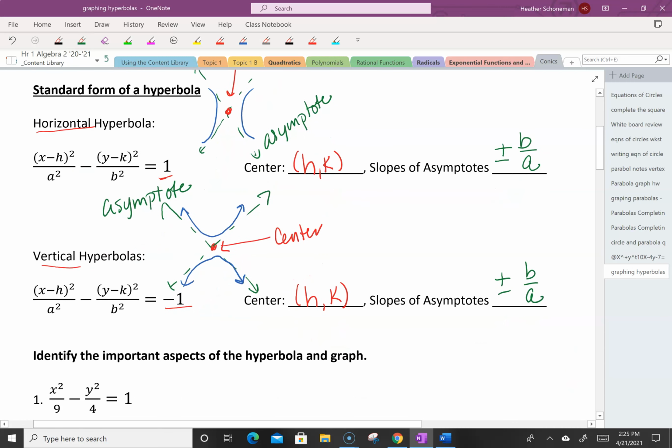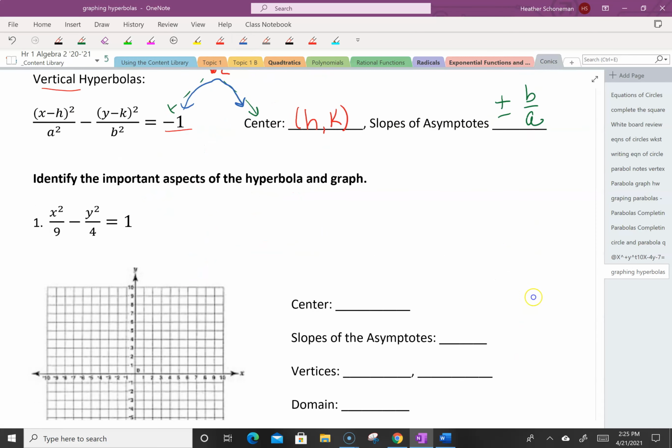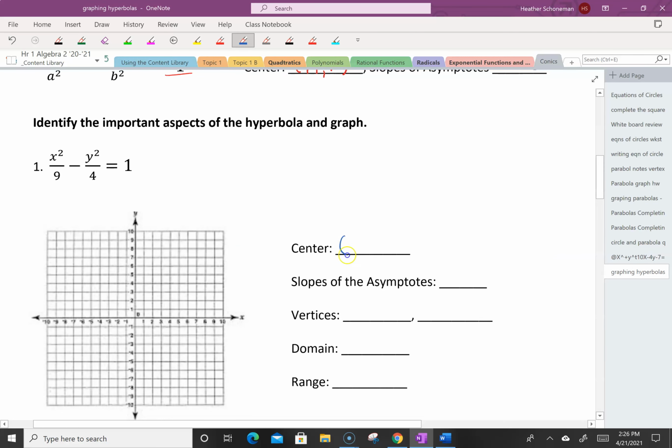Okay, so let's take a look at this first example. The center is what is added or subtracted to the x, and there's nothing added or subtracted to the x in the numerator, so the center is (0, 0). We're going to start by plotting that point. Then from there, we're going to create a box, and the way we create a box is using the slopes of the asymptotes, which is b over a.